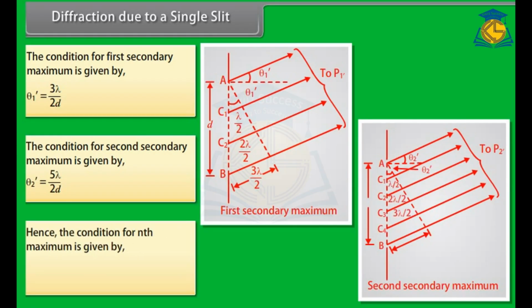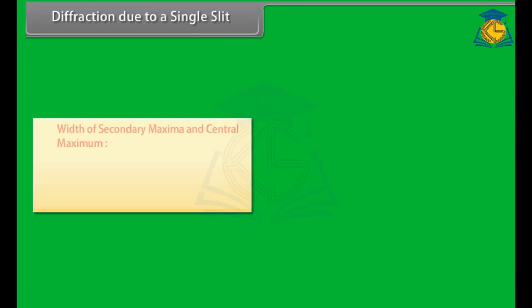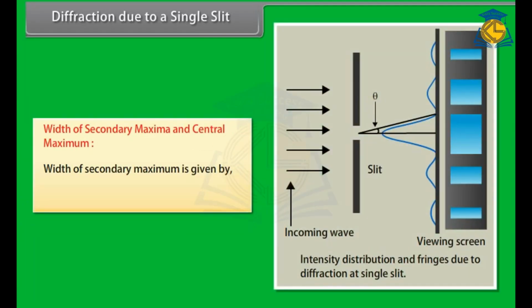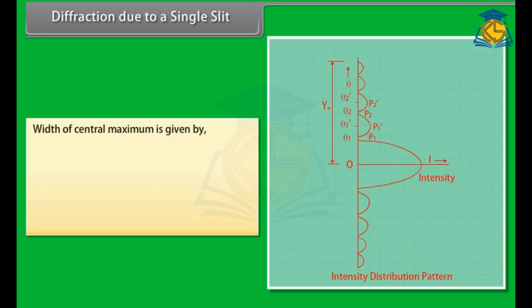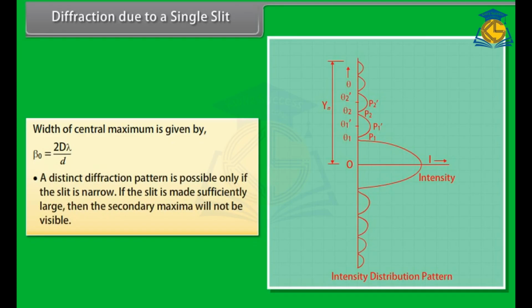Hence, the condition for nth maximum is given at an angle theta equal to (2n plus 1) lambda upon 2d. Width of secondary maximum is given by beta equal to D lambda upon small d. Width of central maximum is given by beta naught equal to 2D lambda upon small d. A distinct diffraction pattern is possible only if the slit is narrow. If the slit is made sufficiently large, then the secondary maxima will not be visible.